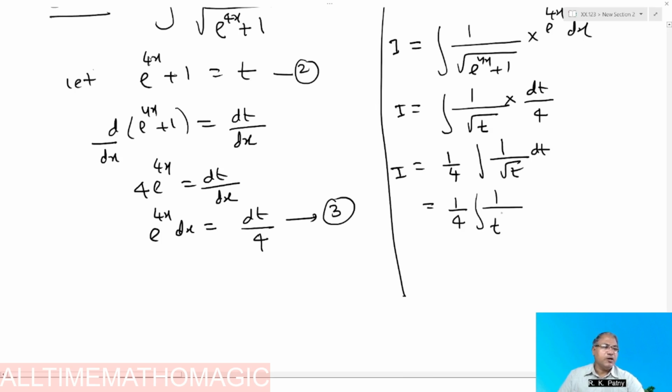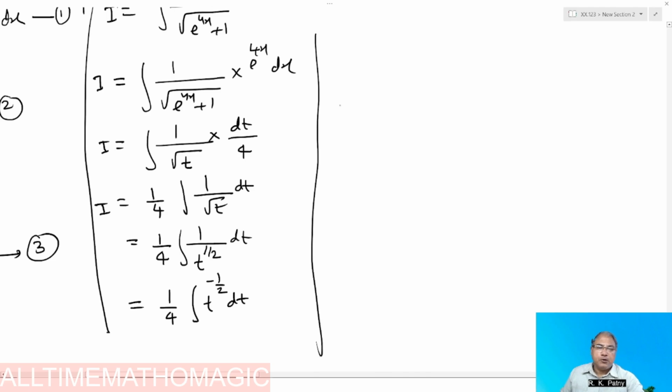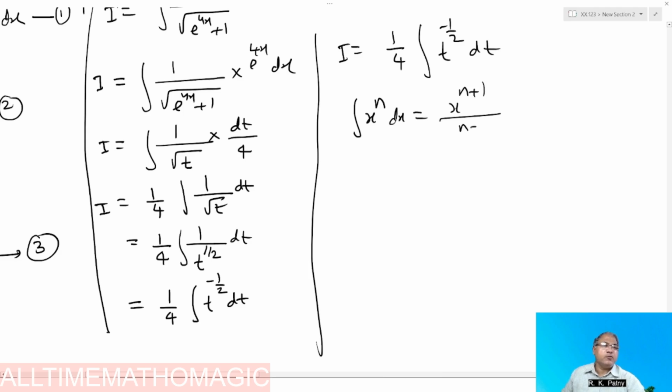So in place of root t I can write t raised to 1 by 2 dt. After that I equals 1 upon 4 t raised to minus 1 by 2 dt, because 1 upon t raised to 1 by 2 can be written as t raised to minus 1 by 2 dt. Now we can apply the formula: integration of x raised to n is x raised to n plus 1 upon n plus 1 plus c. This formula we can apply here.